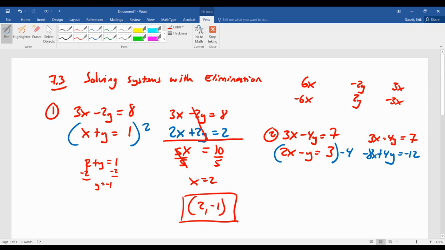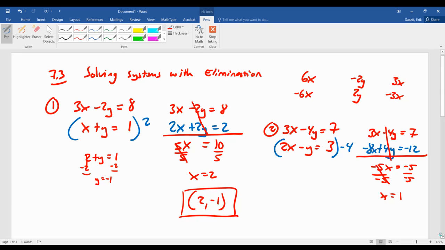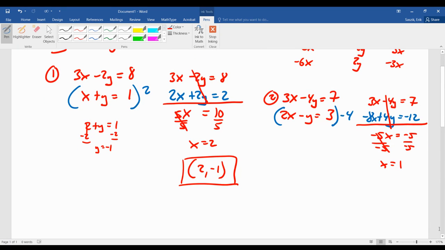Notice how I have this opposite pair of variables now. That's gone. 3x and negative 8x is negative 5x. 7 and negative 12 is negative 5. And you get x equals positive 1. Now remember, I'm not done yet. I've got to figure out y, right? Positive 1, I'm going to plug into the second equation: 2 times 1, I'm going to plug the 1 in for x, is 2.